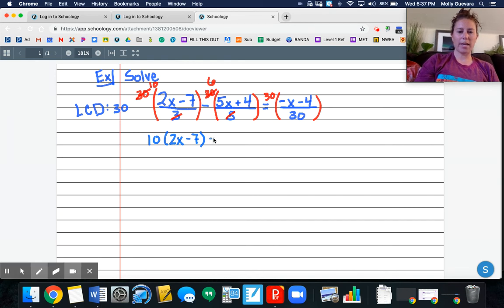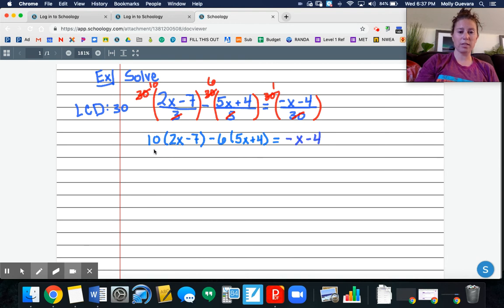So I have minus 6 times that 5x plus 4 equals, and then lastly, 30 divided by 30 is just 1. So I don't need to write the 1. So that's kind of nice. That just gives me negative x minus 4. And now again, this is something that we know how to solve. This shouldn't take us too long, right?